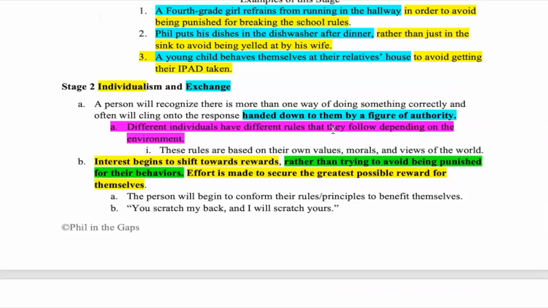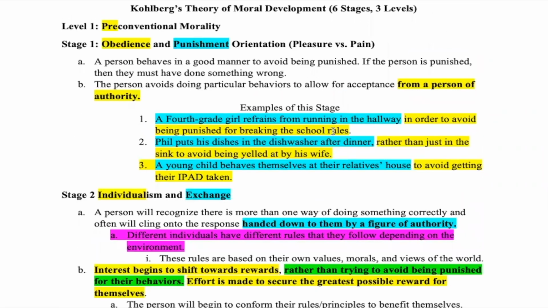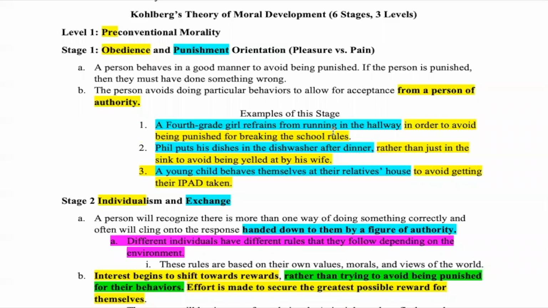Quick review of individualism in exchange, as well as obedience and punishment orientation. So, quick review of level 1, pre-conventional. Pre is prior, so it's before conventional. Think of it as a way that you're conducting yourself in society. Stage 1, obedience and punishment orientation, is where you're obedient in order to avoid punishment from a person of authority that you know and or admire. You know that if you don't listen to what this person tells you, you're likely going to be punished. So you listen to what the person tells you in order to avoid punishment in some way, shape, or form.